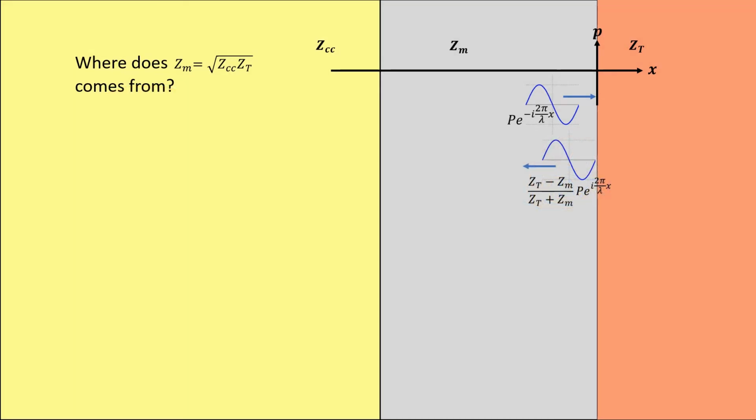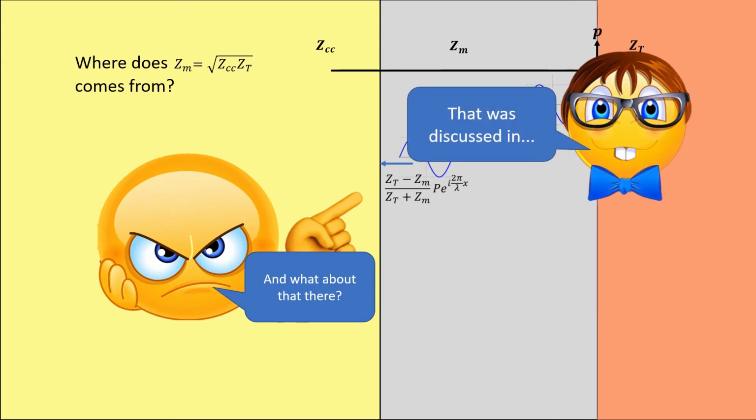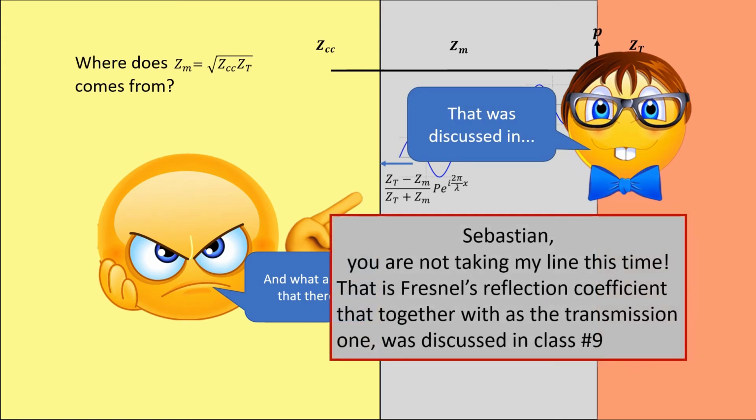This expresses in exponential notation, of course, the reflected wave. And what about that there? That was discussed in... Sebastian, you're not taking my line this time. That is Fresnel's reflection coefficient that together with the transmission one was discussed in class number 9. And now we can express how much the pressure swings at any value of x within the zeta coupler region.